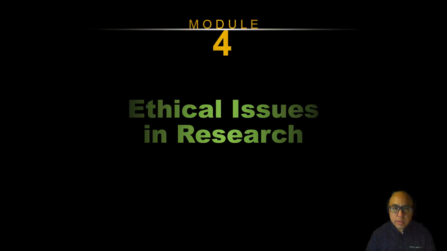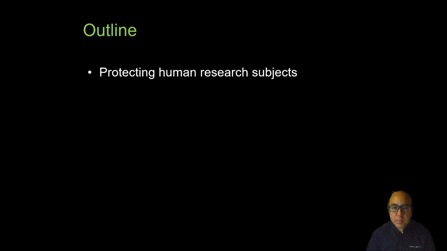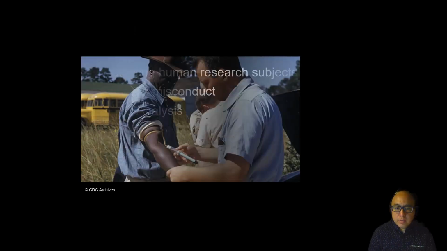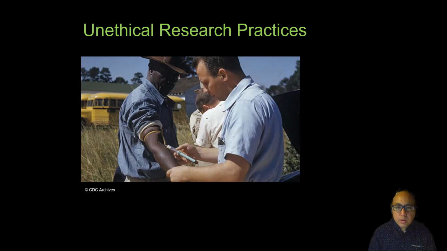So in this video, we're going to cover the ethical issues in research. I'll cover briefly the protection of human research subjects and other areas of scientific misconduct, and then introduce you to the concept of the SF&O method, which is the stakeholders, facts, norms, options method of analyzing cases of scientific misconduct.